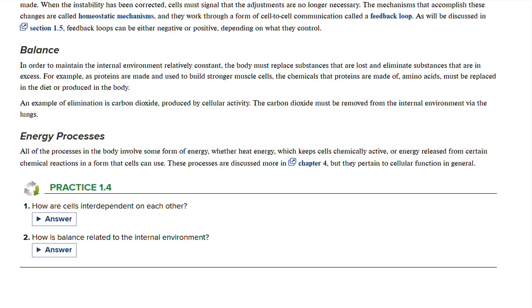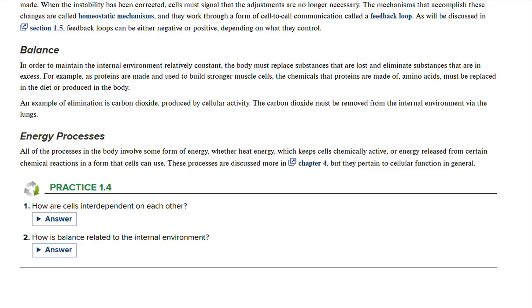Answer. Cells are specialized to make unique contributions to maintaining homeostasis. They work together as tissues, which form organs, which in turn form organ systems. Some cells detect changes in the internal environment and communicate with other cells, which then initiate responses to correct the changes. Cells that defend an organism against infection or disease, for example, contribute to the health of other cells in the organism, and of the entire organism. How is balance related to the internal environment?